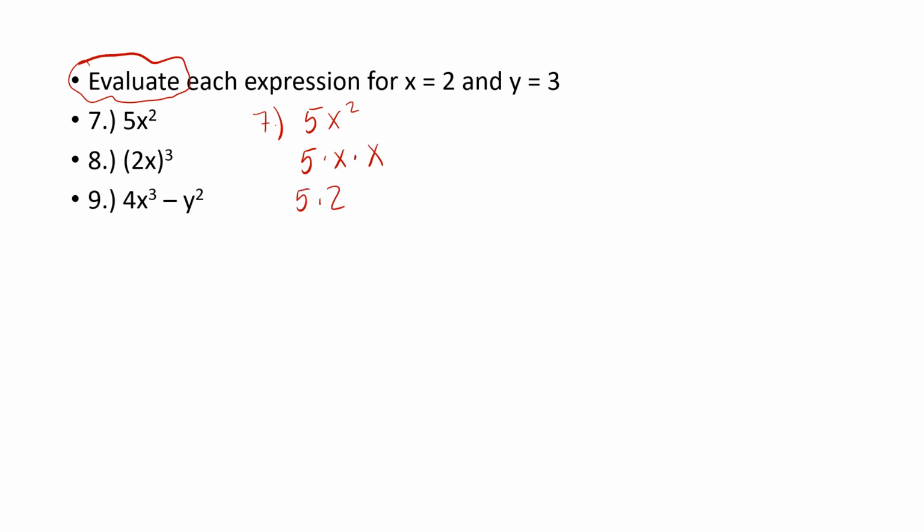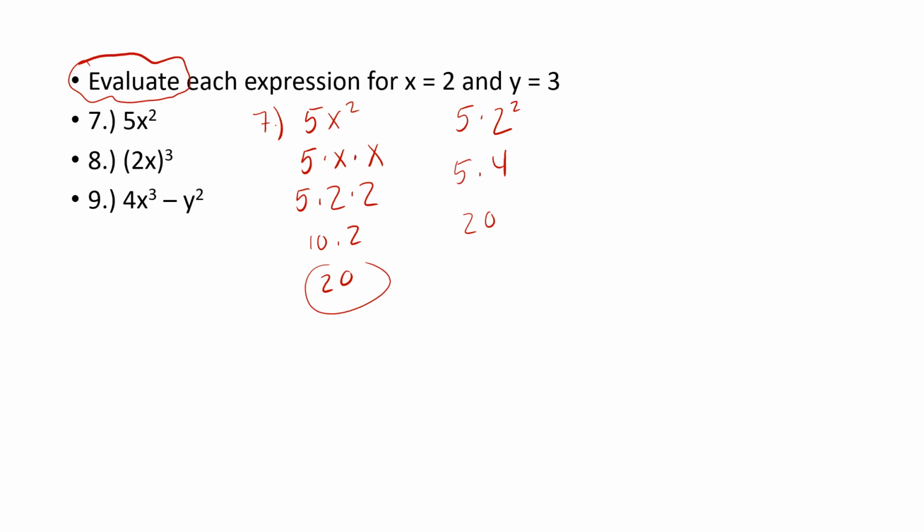So that's 5 times 2 times 2. 5 times 2 is 10, and 10 times 2 is 20. You don't really need to do that many steps. Okay, now you might be saying, well, couldn't I do the squaring? Couldn't I do it this way and say 2 squared is 4 and 5 times 4 is 20?